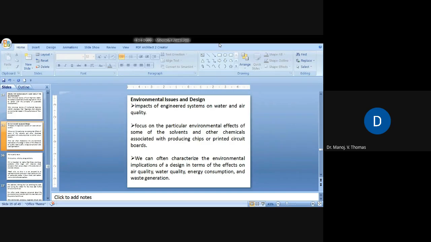We can often characterize the environmental implications of a design in terms of the effects on air quality, water quality, energy consumption, and waste generation. These are the four issues: air quality, water quality, energy consumption, and waste generation. So our design should focus on reducing all contamination and the issues related to them.